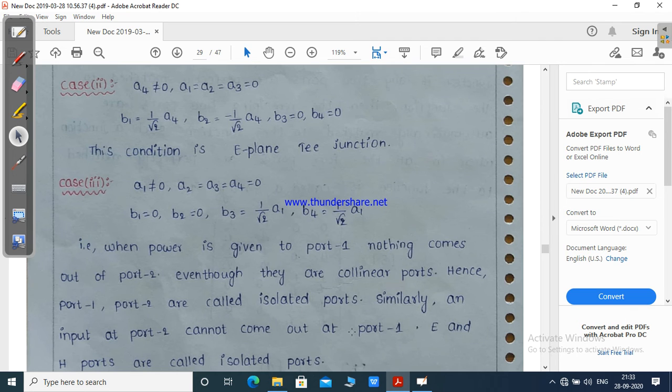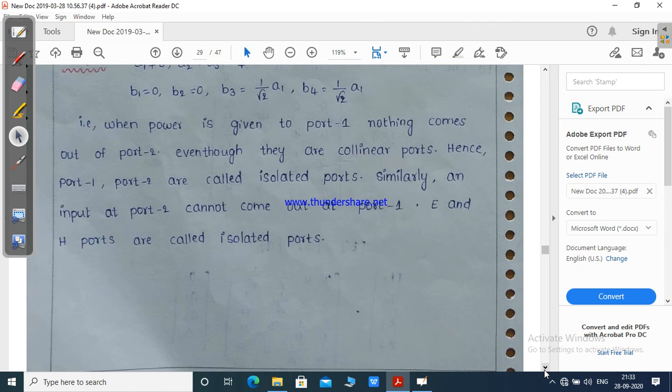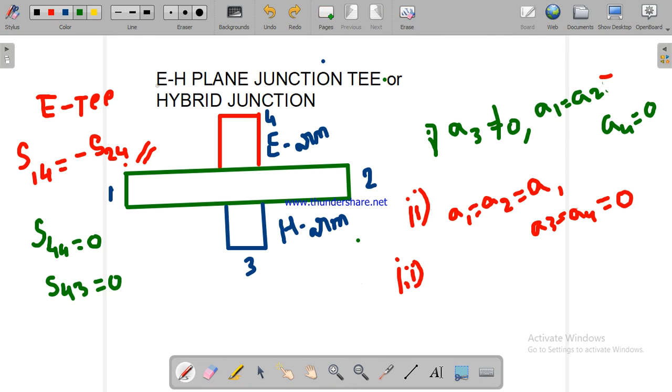Isolated ports. Similarly, if I give an input at port 2, it cannot come out at port 1. The E and H ports are isolated ports. This is the thing. This point we have not discussed. If you give one input at port 1, we can observe the energy at E and H equally.